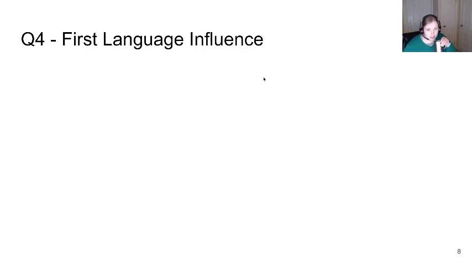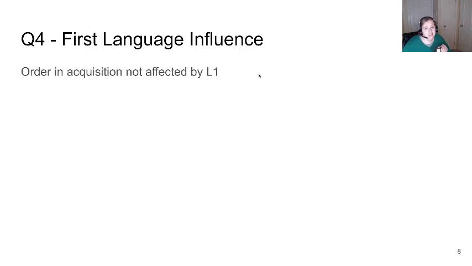So first language influence. The order of acquisition, as we mentioned, was not affected by instruction. It's also not affected by your first language. So it is not the case that the stages are different, right? It's not like you go stage 1, 3, 4, 2 if your first language is Chinese, and stage 1, 2, 4, 3 if your first language is Japanese or whatever, right? The actual stages are not changed in their order by what your first language is.